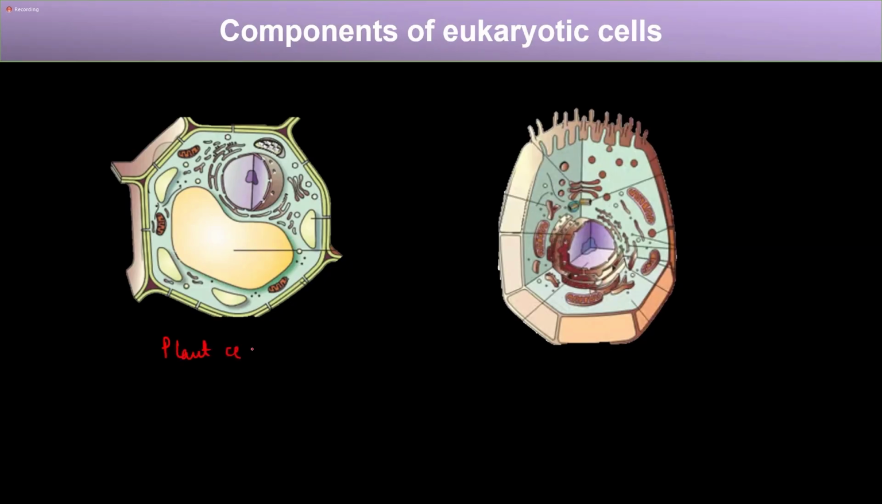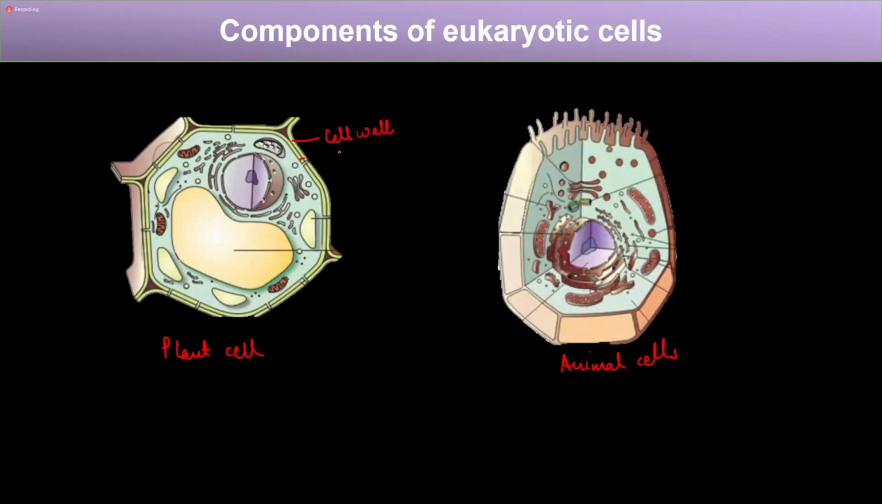So this is a plant cell, and the second is an animal cell. Both of these are eukaryotic cells. Now we will see what are the differences and common components that are present in these two types of cells. In a plant cell, if you see, this is the cell wall. The outer boundary is the cell wall.